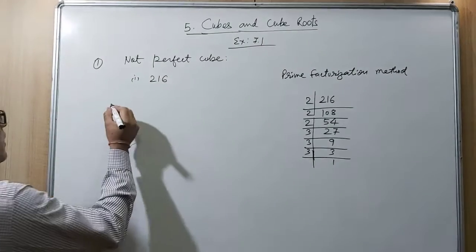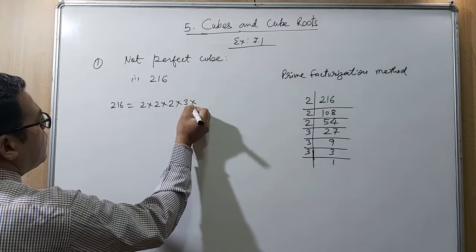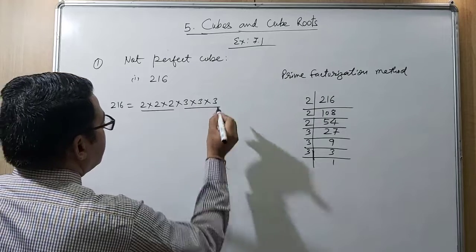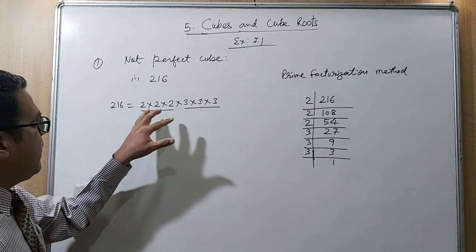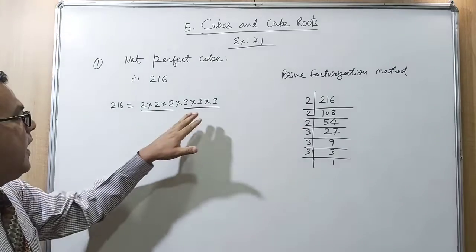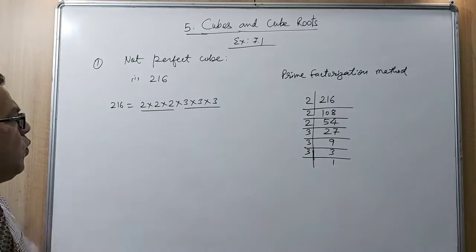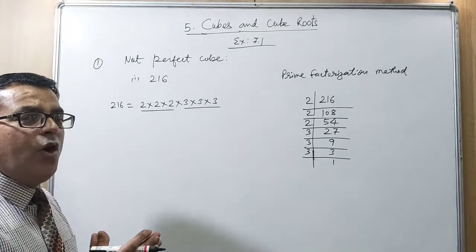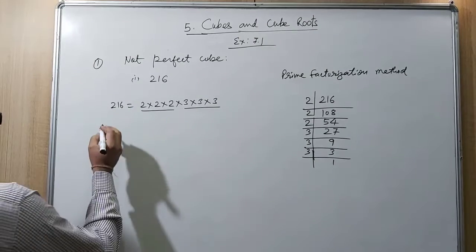So you can see here, 216 we can write as 2 into 2 into 2, 3 times, and 3 into 3 into 3, 3 times, right? And you can see we are able to make triplets, groups of 3. 2 we can write as a group of triplet, since three 2's are coming together, and here also we can write 3 as a group of 3. So this 216 is a perfect cube number. Since we are able to make triplets of each and every factor, we can say that 216 is a perfect cube.